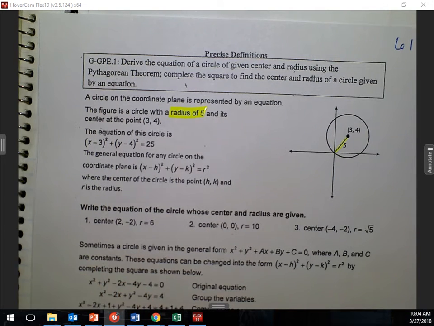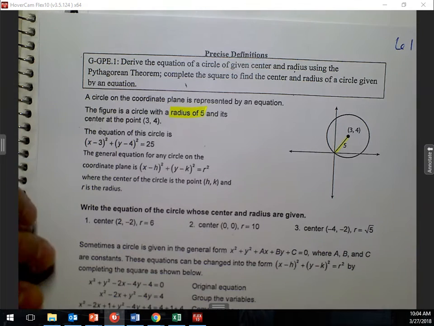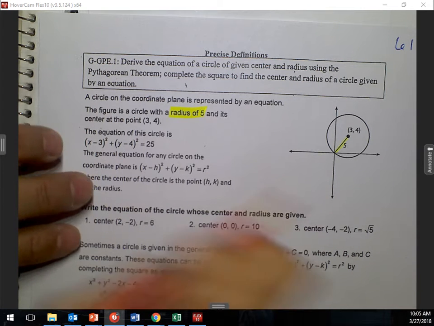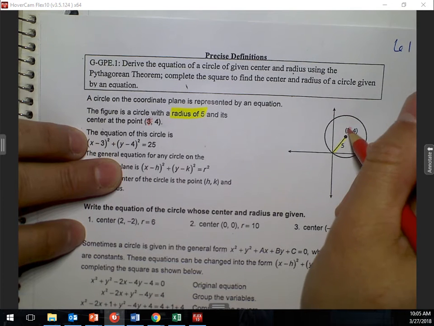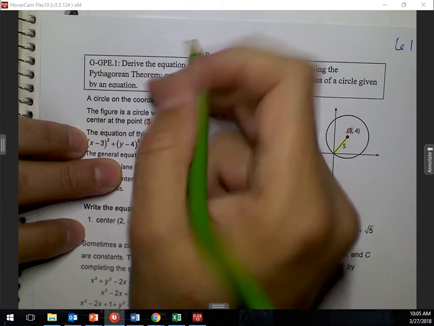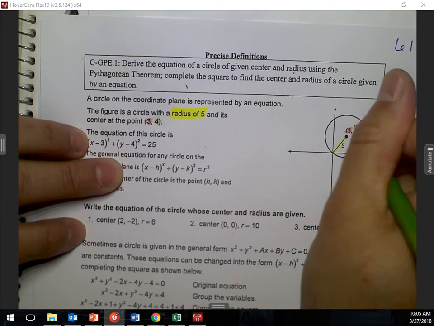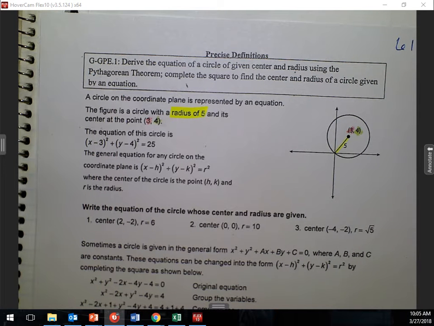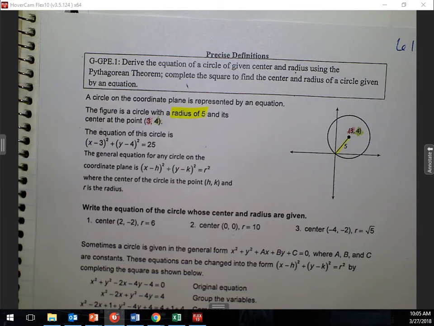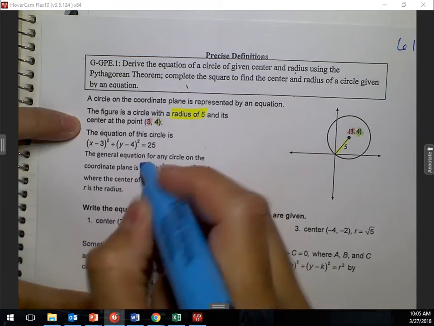Okay, the center. I'm just using different colors so you can actually see this when I plug it in later. The center is going to be at 3, 4, because these numbers go to different places in my equation. Now, the formula for my equation is down here.